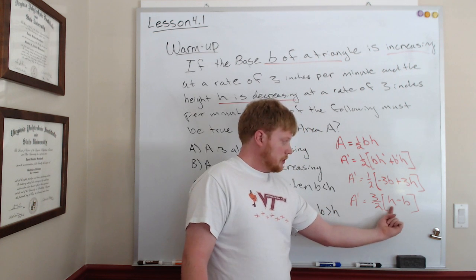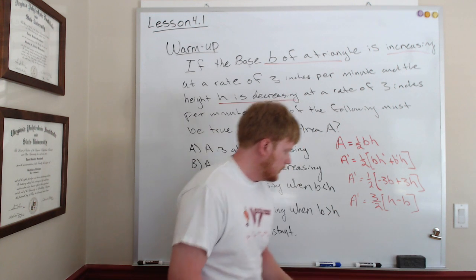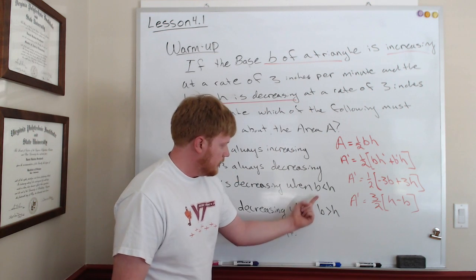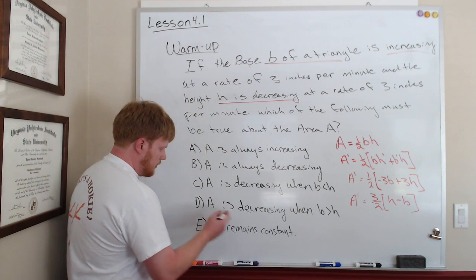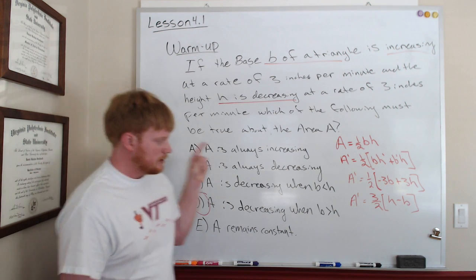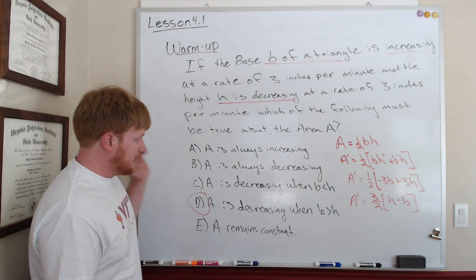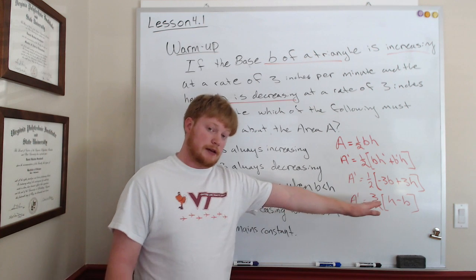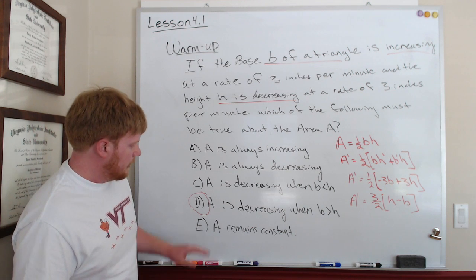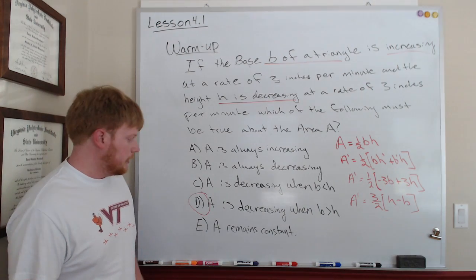If B is larger than H, this comes out to be negative, right? And if H is larger than B, then this comes out to be positive. So when B is greater than H, A is decreasing. So the answer here would be D. Okay? It's not always increasing because there are points where this is negative, or excuse me, where this is positive. And it's not always decreasing because there are points where this is positive. And obviously A does not remain constant because B and H are variable. B and H are changing as time goes by.